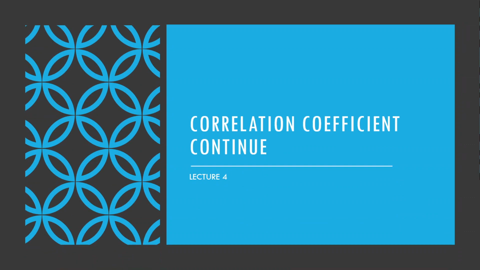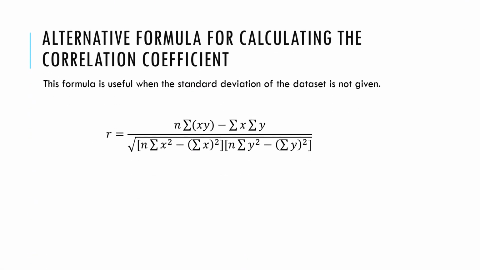This is a continuation from our correlation coefficient lecture. Last time we talked about the formula for calculating the coefficient, which you need to be provided with the standard deviation and the mean. But this new formula here is important when you don't have the mean and standard deviation. So it looks complicated, but it's not that hard. It's easy.